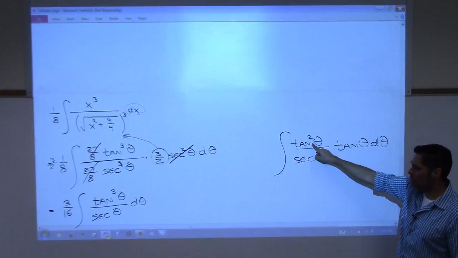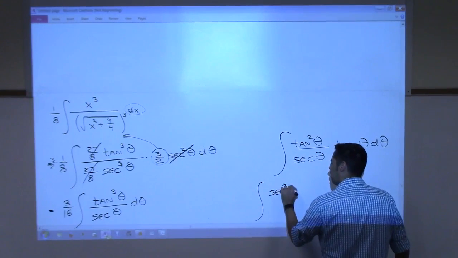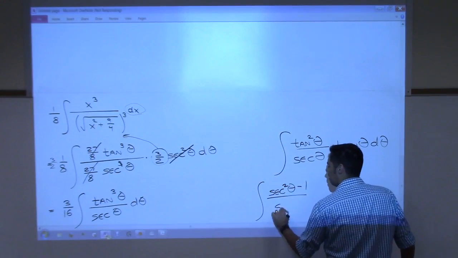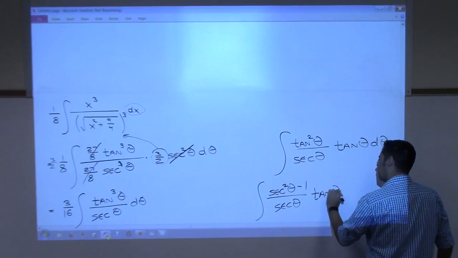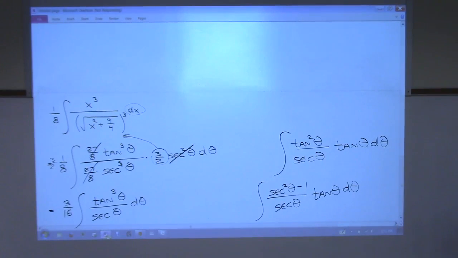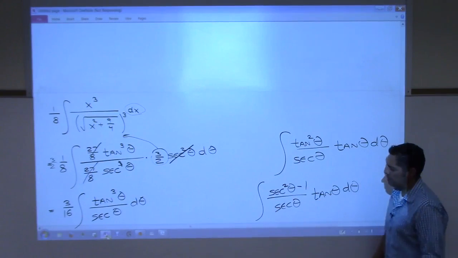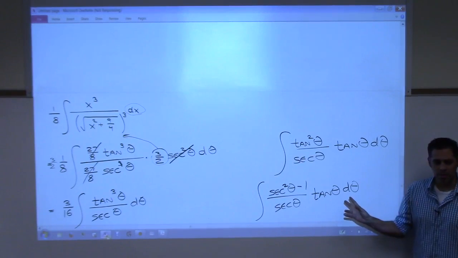Change that to secants? Okay, let me go with that. That would be secant squared theta minus 1 over secant theta, then tangent theta d theta. Now you use secant. I'm going to come back to the 3 over 16, don't worry. I'm just trying to see if we're going anywhere. Does this get us anywhere? What do you do? You use secant.